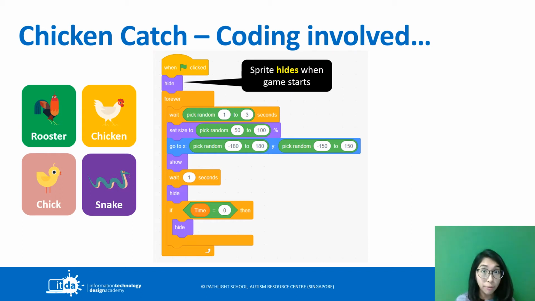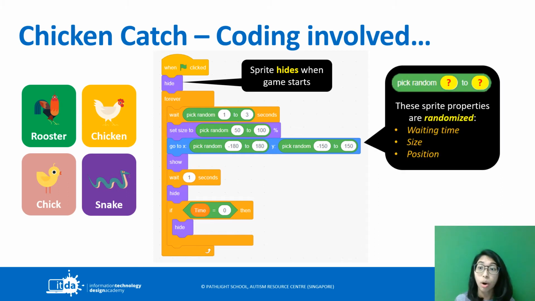Now, forever, what's going to happen is there's going to be a set of random properties. Wait random seconds, set size to pick random, go to X random, Y random. So what does this mean? This means that all your sprite properties are randomized. How long it takes for the sprite to appear, its waiting time, the size at which it appears, whether it's a big size or small size, and its position, whether it's here, here, here, or here. So all these are completely random in your game today. Your game will choose for you.